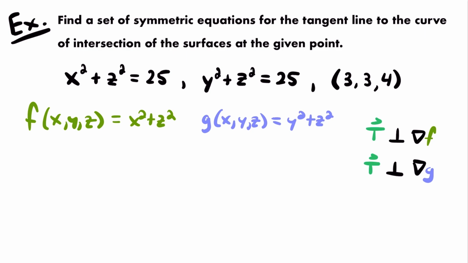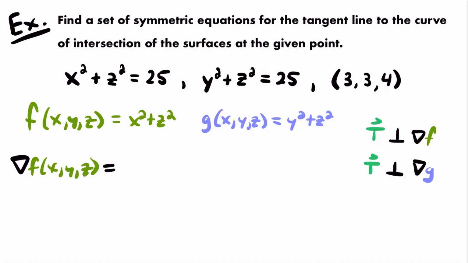Okay, so if we take the cross product of these normal vectors from the tangent planes at this point, what we'll get is the tangent vector at that point, which we could then use to create the tangent line to the curve of intersection of the surfaces at that point. So that's what we're going to do here. Let's start by finding the two gradient vectors, starting with the gradient of f of x, y, z.